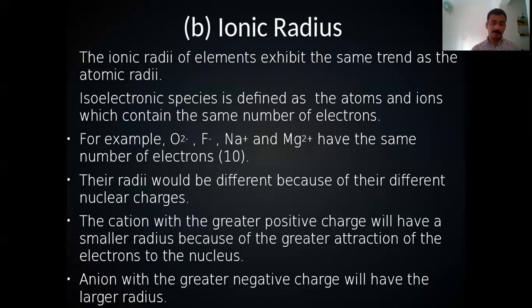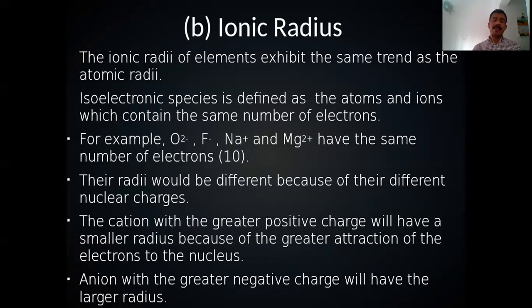What is meant by isoelectronic species? Isoelectronic species are atoms, ions, or molecules which contain the same number of electrons. They are known as isoelectronic species.